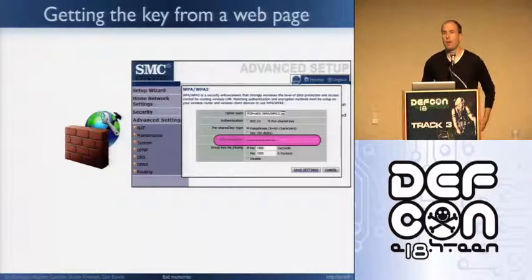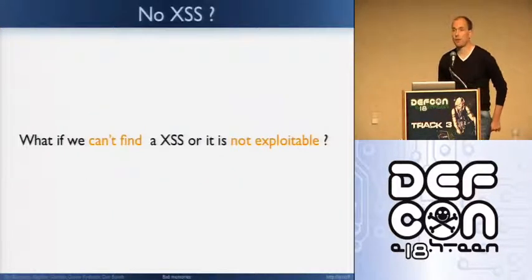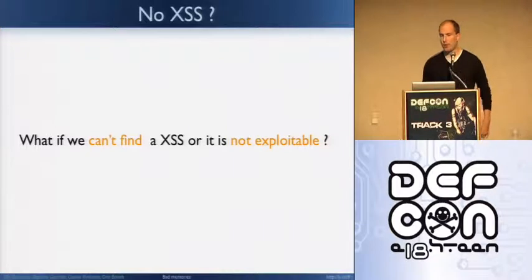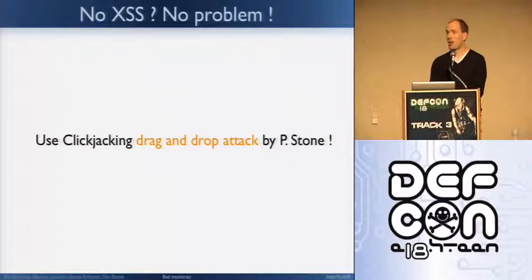So you might wonder, what happens if you can't find an XSS vulnerability? Well, there are two things for you here. The first is you can use clickjacking, and we found that most routers do not have any clickjacking defense, so you can use a trick found by Bursztein, shown at Black Hat Europe 2010, which is drag and drop clickjacking.